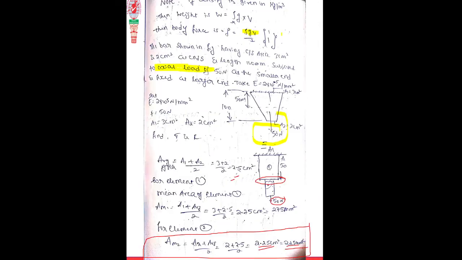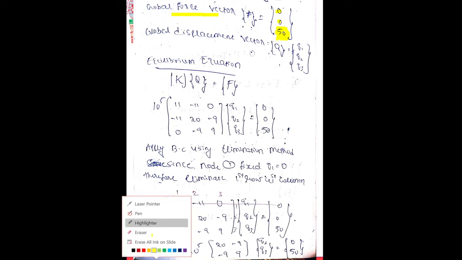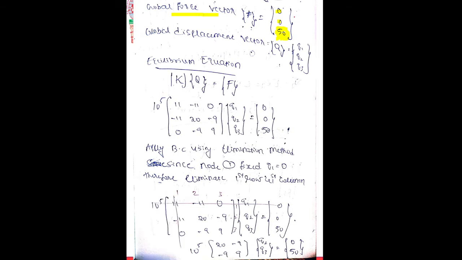At node 1 it is 0, node 2 is 0, but at node 3 what is the load acting? At node 3, 50 Newton. That's all. So this is the global force vector. F is equal to 0, 0, 50. This is node 1, node 2, node 3. 1 row, 3 columns.